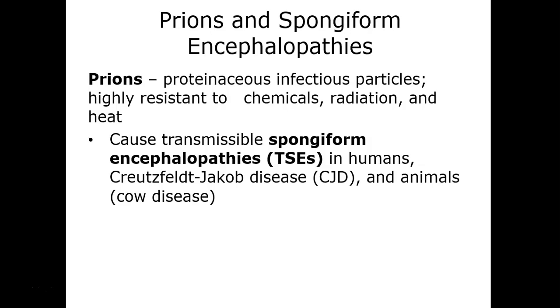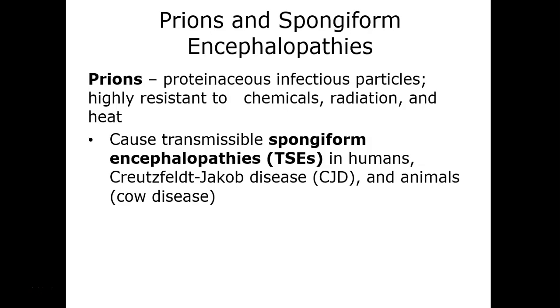Prions are made of only protein. Prion actually stands for proteinaceous infectious particles. They are one of the most resistant forms of microbial life that we know of. They're highly resistant to chemicals, radiation, and heat. And they have absolutely no genetic material. They're the only microbial form that we will discuss that have no DNA or RNA. They can cause spongiform encephalopathies in humans as well as animals.